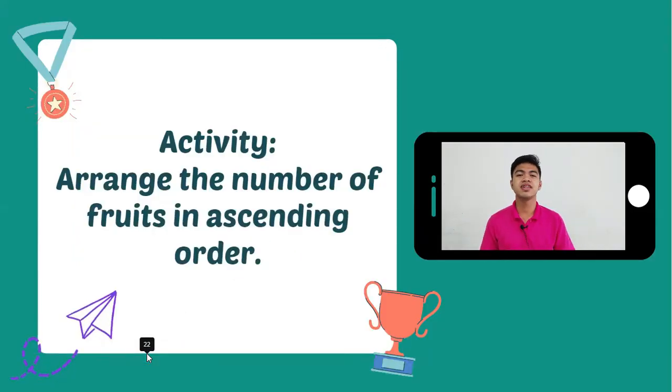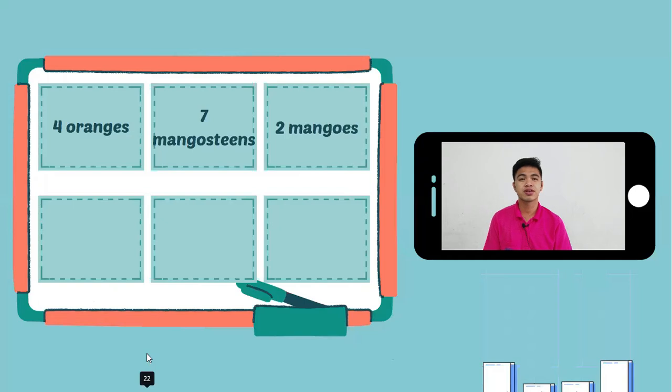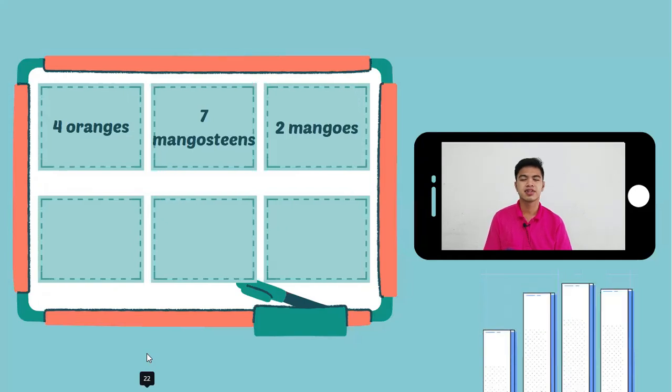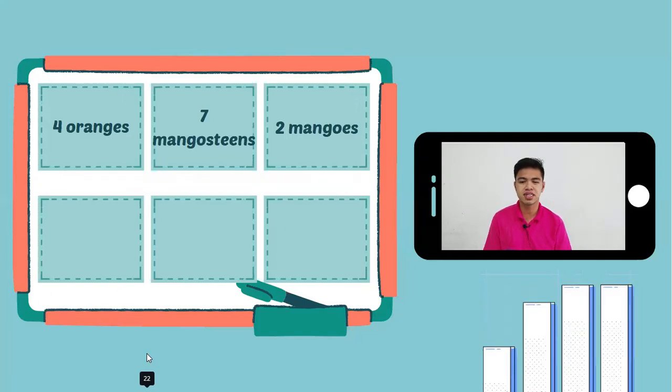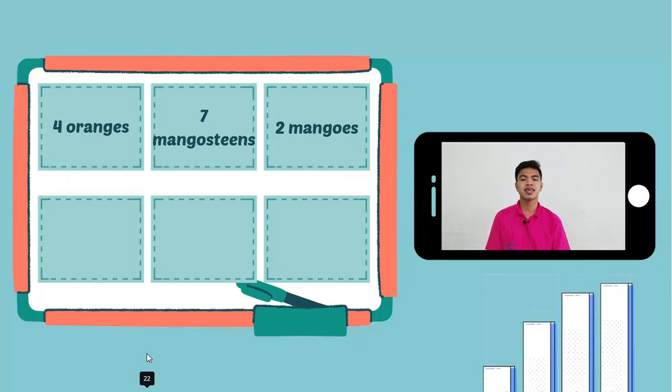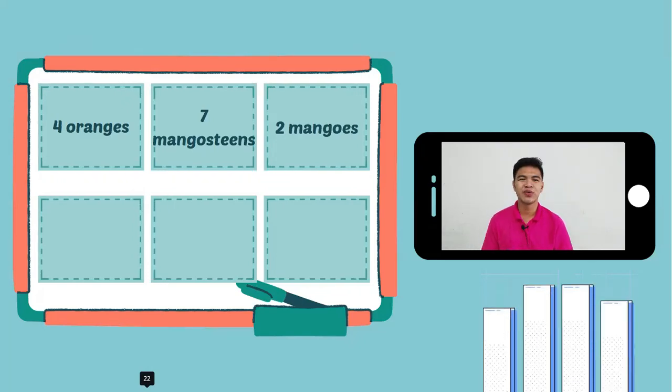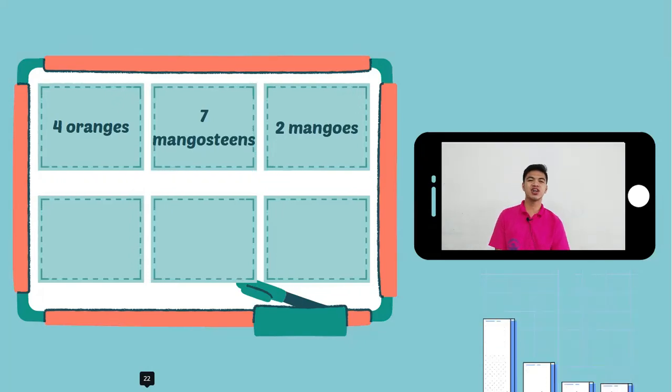Alright, so since we already know how to arrange the numbers from the biggest to the smallest and from the smallest to the biggest, we are going to try to apply it in fruits or in objects, okay? So we're going to arrange the number of fruits in ascending order. Okay, so let's go. For the first example, we have 4 oranges, 7 mangosteens, and 2 mangoes. We are going to arrange them in ascending order.